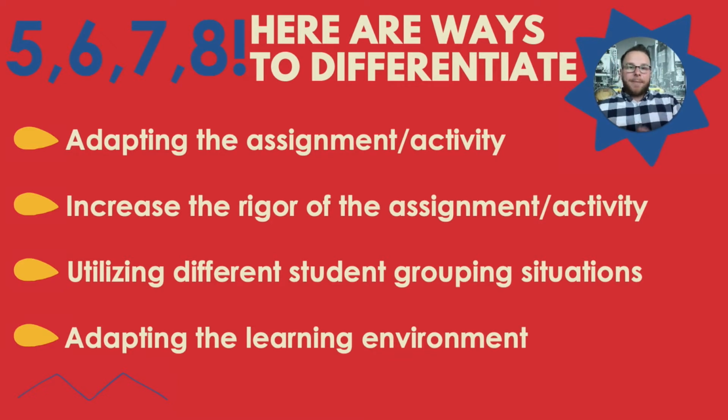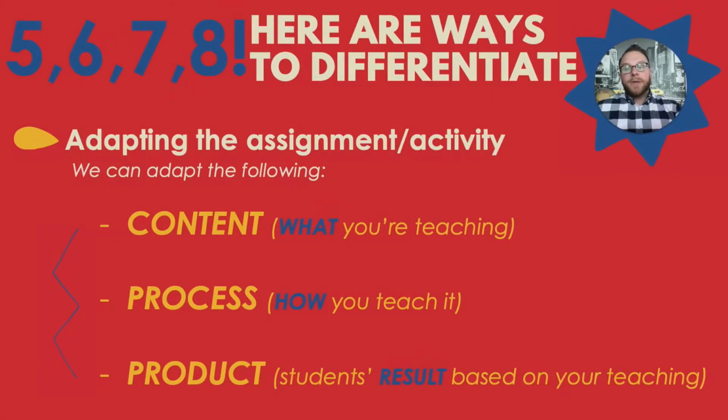So the first one is adapting the assignment or the activity. The second is increase the rigor of the assignment or activity, or decrease if you need to. The third is utilizing student groupings in different ways to your advantage and to your students' advantage as well. And then the fourth one, adapting the learning environment itself in which you're teaching. So remember, you have these strategies that you can use, but what drives those strategies is going to be assessment, and the results from those assessments will ultimately help you choose which one of these strategies to use for your students in your classroom.